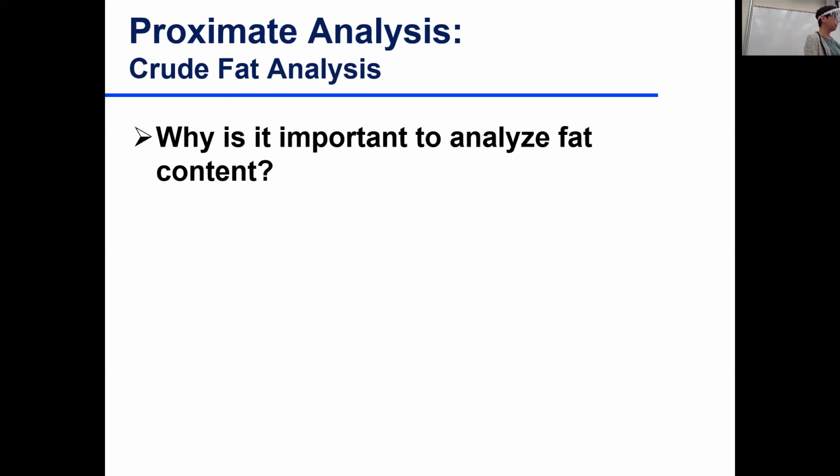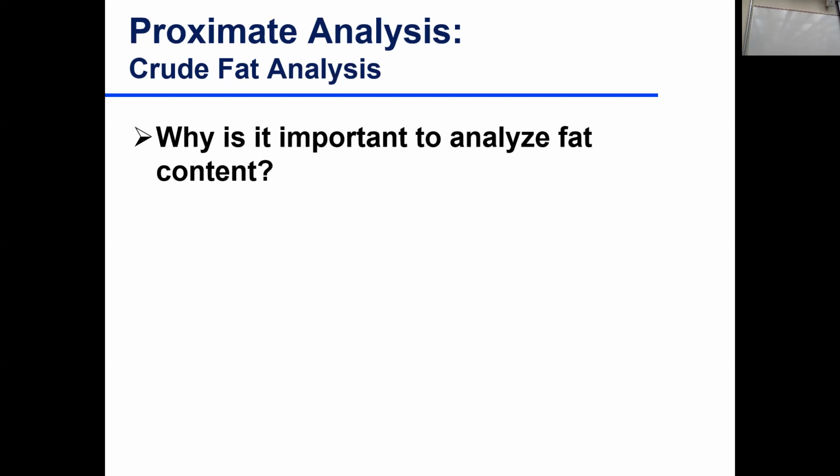What else? It's important for mouthfeel. Yes, sensory attributes. Yes, Sandy. Health. Yes, exactly. The total fat content and calories, that relates to health.